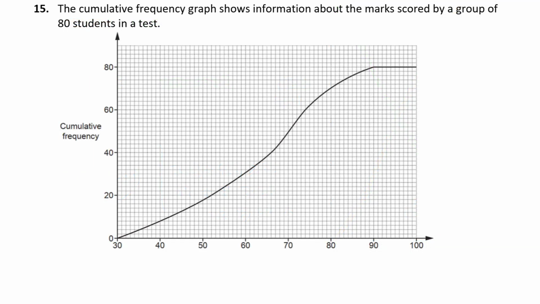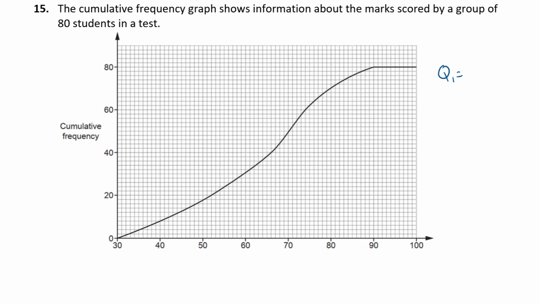Question 15. The cumulative frequency graph shows information about the marks scored by a group of 80 students in a test. Question A says find the interquartile range. Okay, so we need to find the interquartile range of this data set from the cumulative frequency curve. We're going to do that by looking up the two quartiles, Q1 and Q3, the lower quartile and the upper quartile. Now Q1 is going to be 1/4 of the way through the data set.